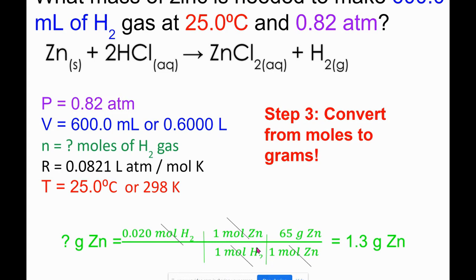All right, you guys, I hope you were able to see the two different ways that we are going to use stoichiometry and the ideal gas law.